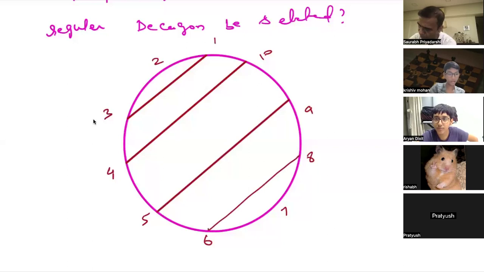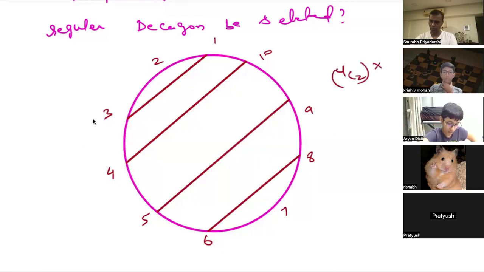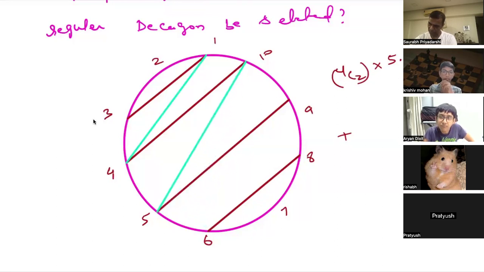If I take 1 3, 4 10, 5 9 and 6 8, so 4 possible cases are there. So this is 4C2 into 5, plus 3C2 into 5, plus the second case when I take this one. Right? So there are 2 patterns here. So 10 and 5.